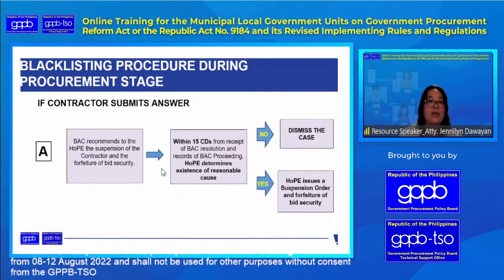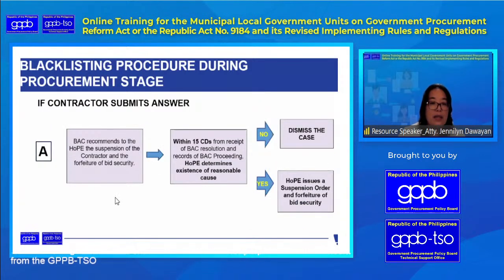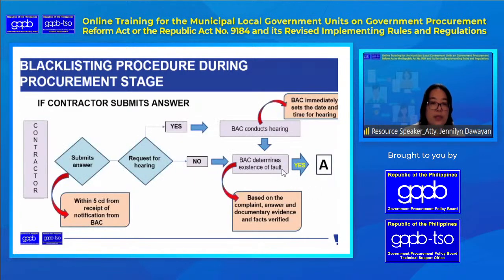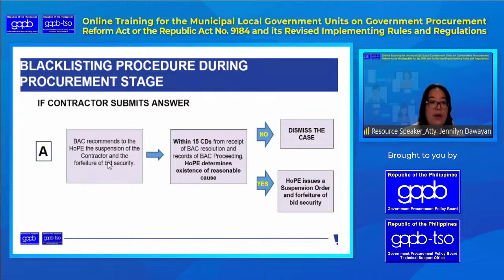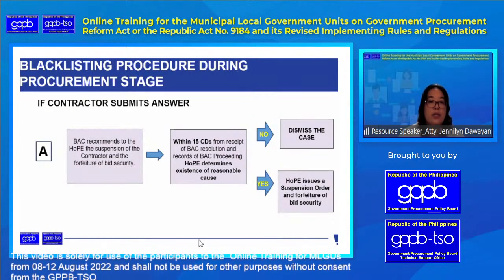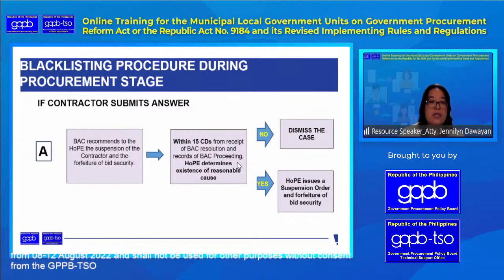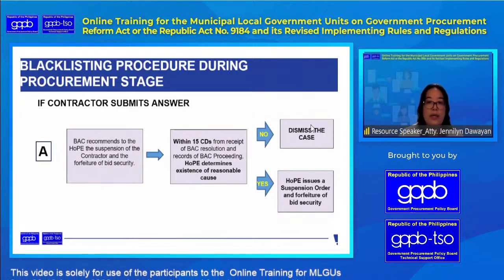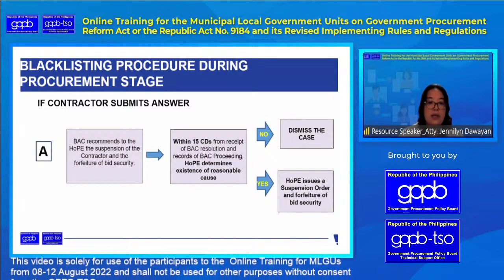No? Okay, next. The BAC then, after determining the existence of fault, no? The BAC recommends to the HOPE yung suspension ng contractor and the forfeiture of the bid security. And within 15 days from the BAC resolution and records of the BAC proceeding, the HOPE will now determine the existence of the reasonable cause. Kung oo, then pwedeng suspension order. Kapag hindi naman, then dismiss the case. No?